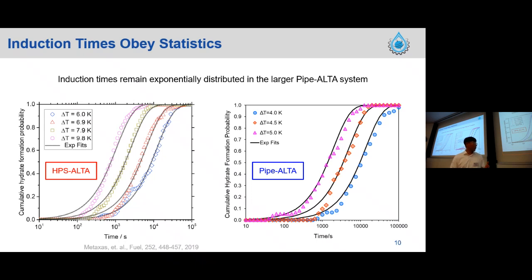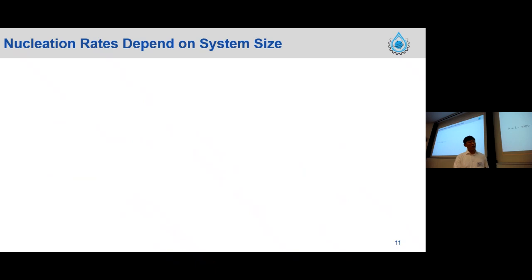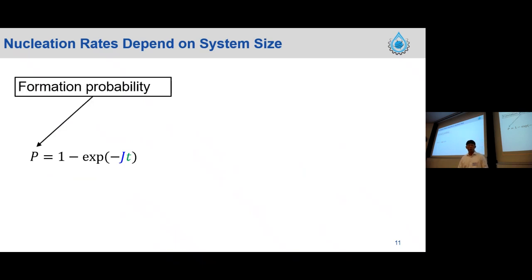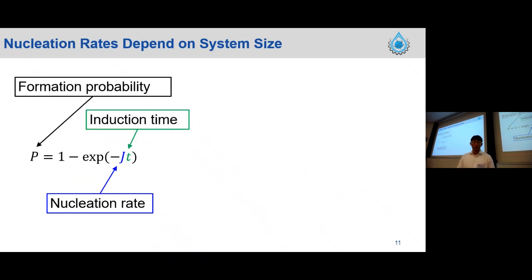How we extract those is based on this equation, which is from classic nucleation theory, a very simple equation. The P represents the formation probability, J represents the nucleation rate, and T is the induction time. So from the CDF, we know the probability and we know the induction time. Here, we're just using the nucleation rate as the only adjustable parameter to fit the CDF I showed previously. Then we can extract the nucleation rate for a given subcooling or given condition.